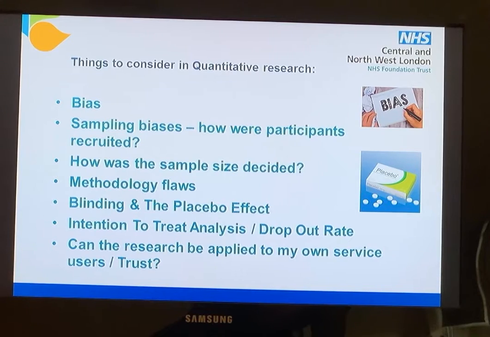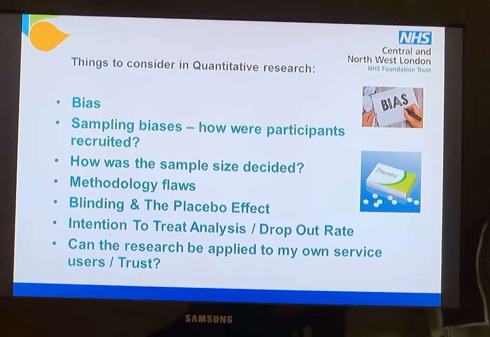Intention to treat analysis is important because wrongly looking at the patients at the end of a trial rather than the number at the beginning may give a false estimate of the precision of an effect or effectiveness of a treatment.